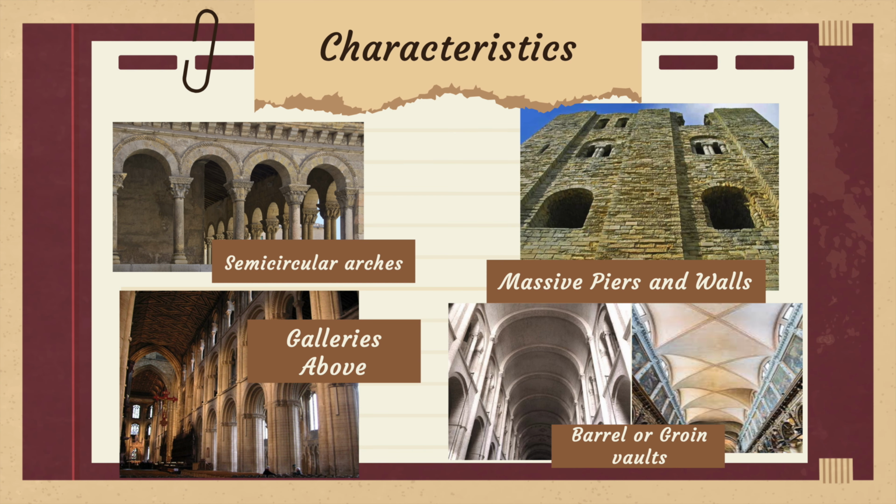Now we move over to the characteristics of Romanesque architecture. So Romanesque architecture is characterized by the presence of semicircular arches for windows, doors, and arcades. Often, these types of buildings have massive piers and walls and are usually constructed along with galleries above the arcs. The ceiling also usually has barrel or groin vaults as seen in the pictures in the slide. This helped keep the building strong and helped prevent collapses.